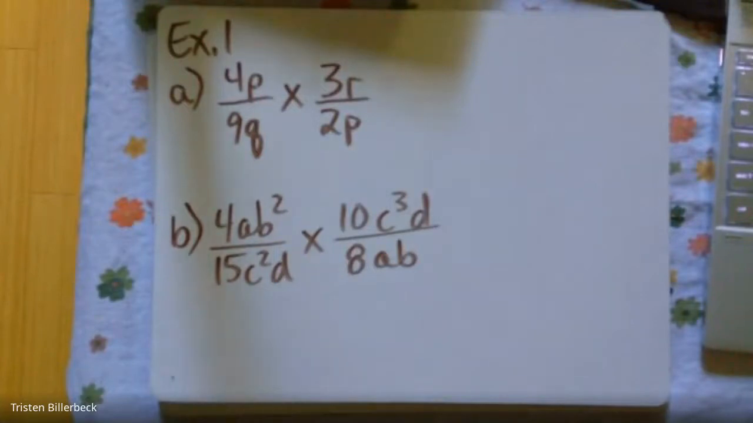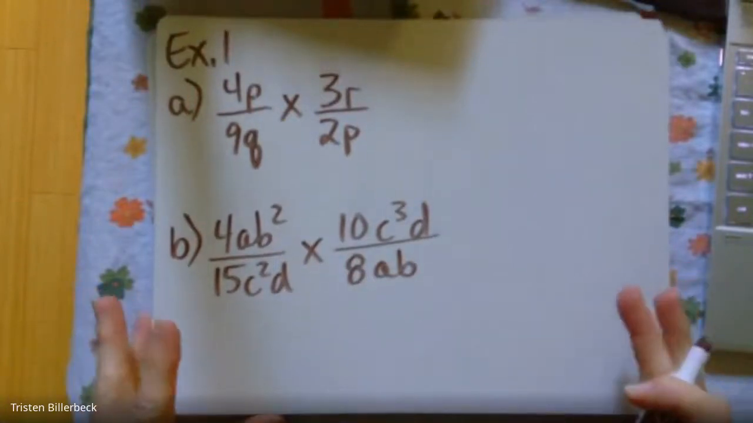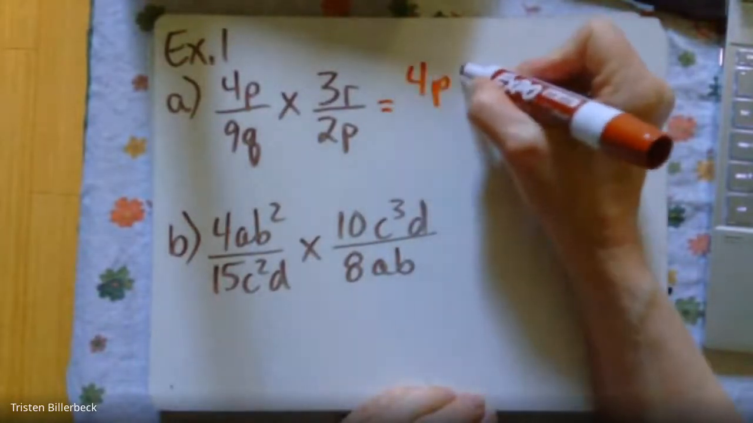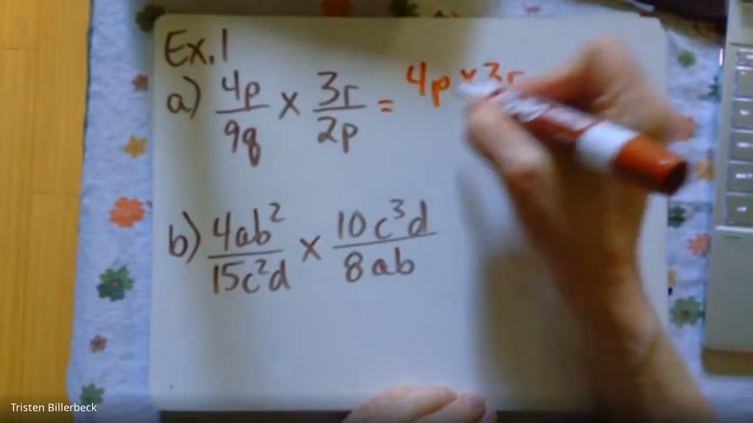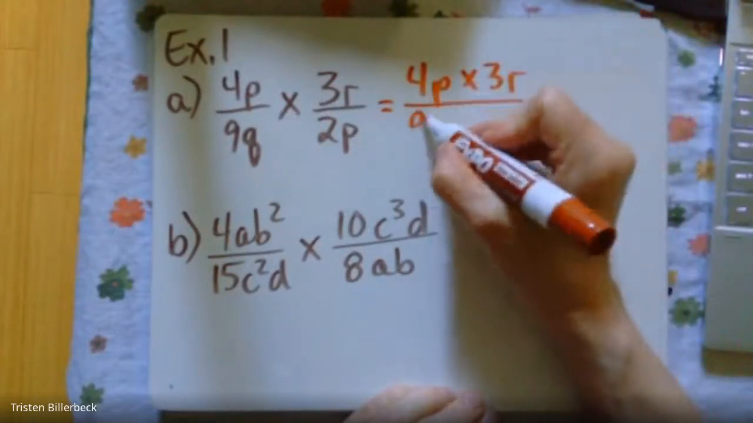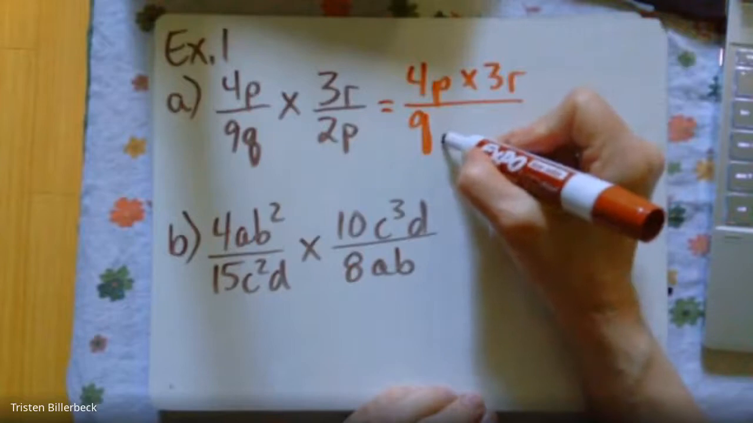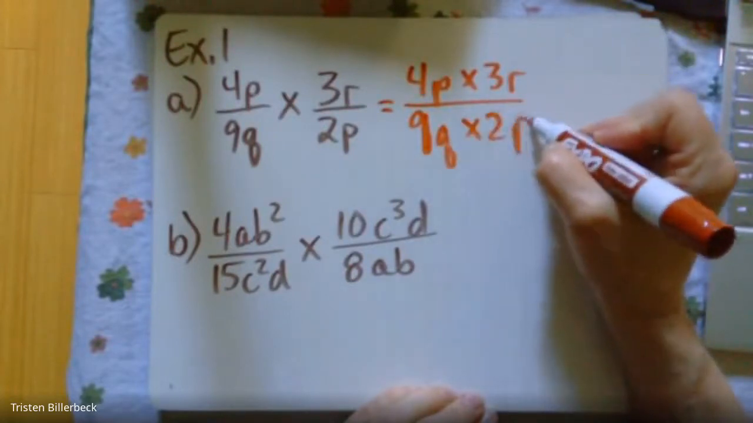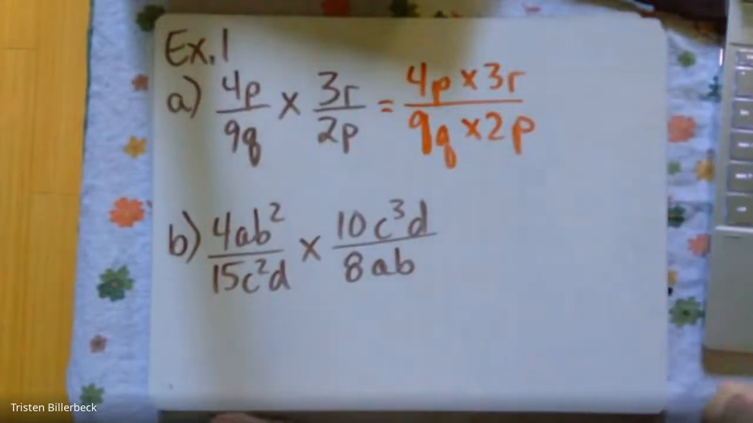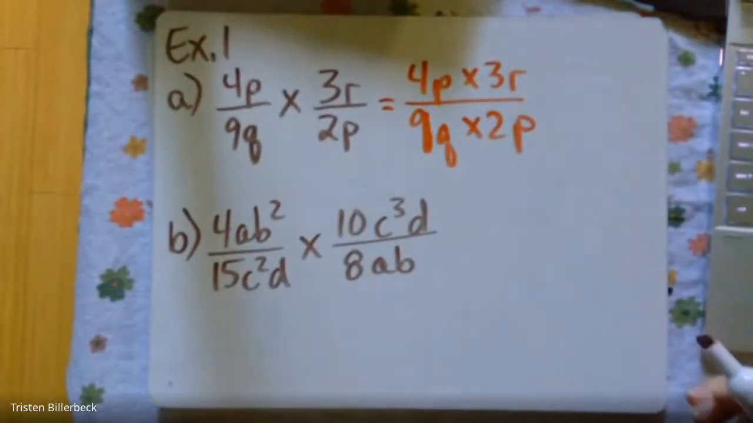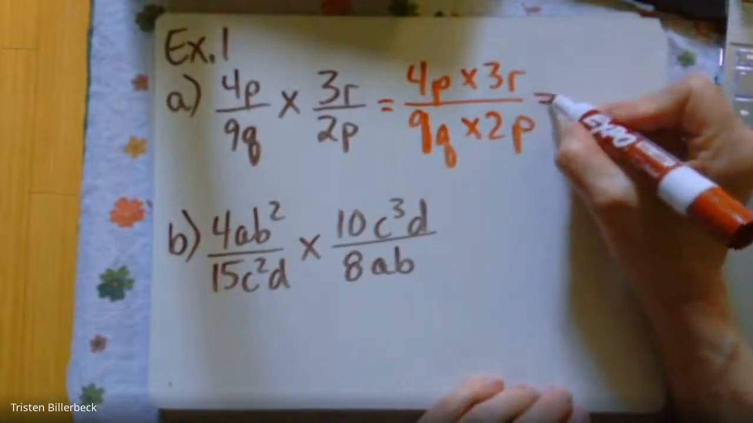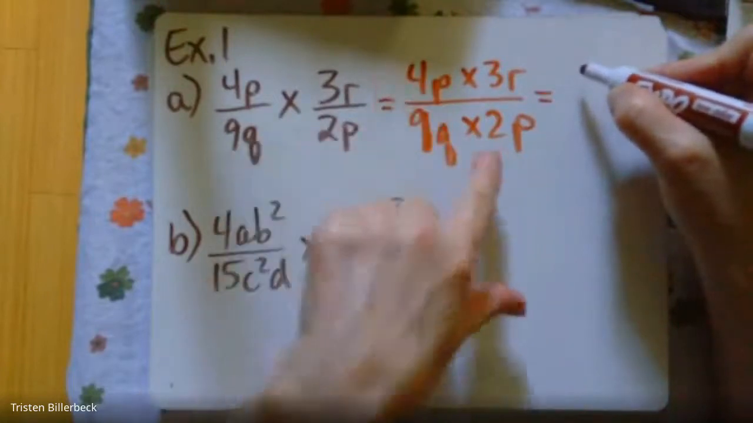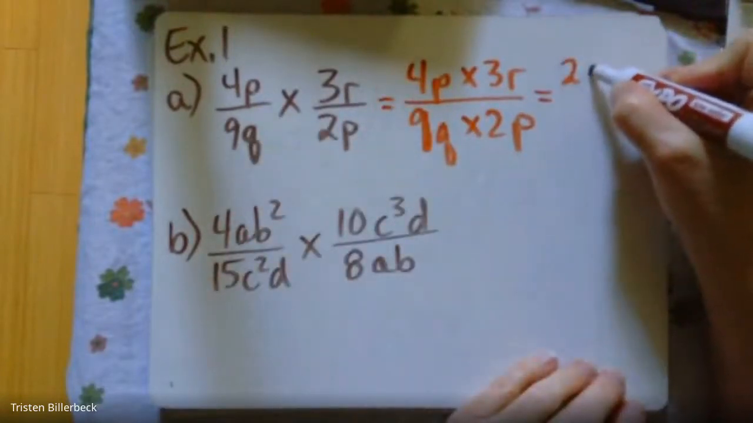Okay, so if I'm going to multiply across here, I'm going to have 4P times 3R over 9Q times 2P. I could rearrange this a bit to eliminate some things. I see I have two 2's, so let's pull those 2's out.